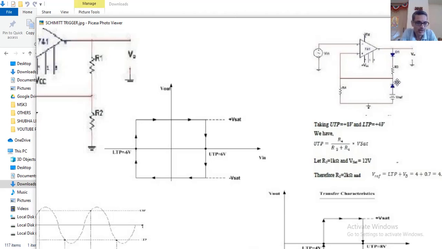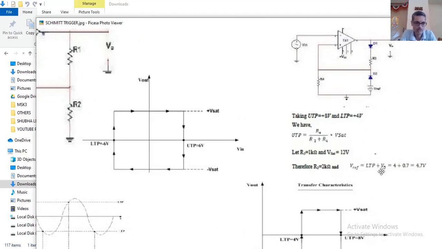When the voltage applied by the power supply goes above 0.7, it will conduct and act like a short circuit. At that time this supply will give the reference voltage to this point. That voltage will be V reference minus VD, or you can say LTP plus VD. LTP is taken as 4 volt, plus VD, will be 4.7 volt. So we have to apply 4.7 volt here, and V reference minus VD will be the LTP.